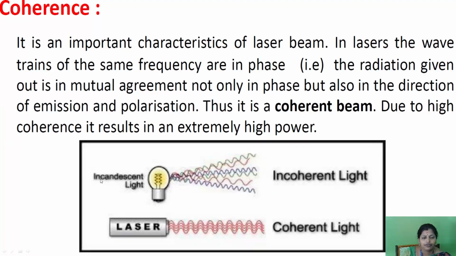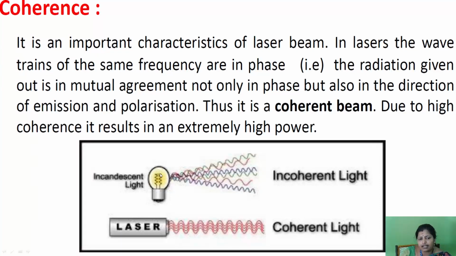Coherence. Coherence means the same amplitude, same frequency, and same phase. So your laser beam is a single narrow beam, and you can analyze its waveform. The waves have the same nodes and antinodes. The phase is the same, the frequency is the same, and the amplitude is the same. You have to consider this a coherent light source.